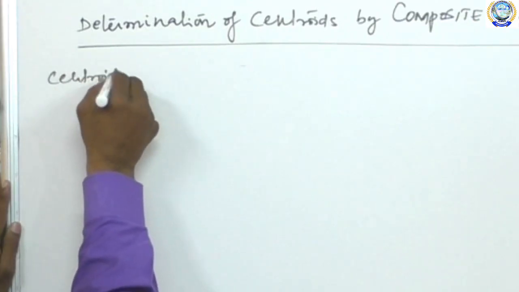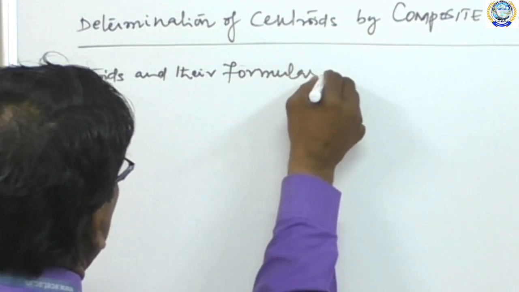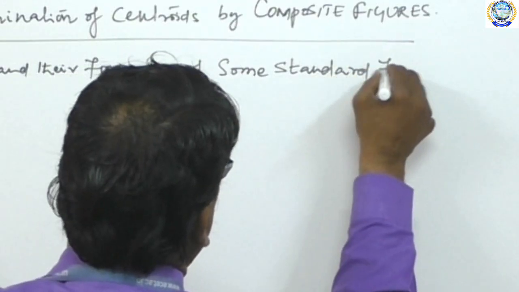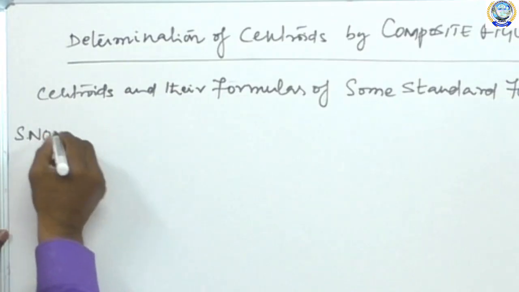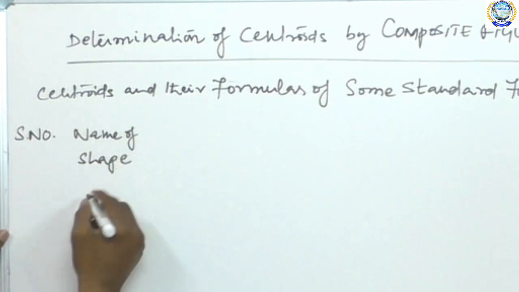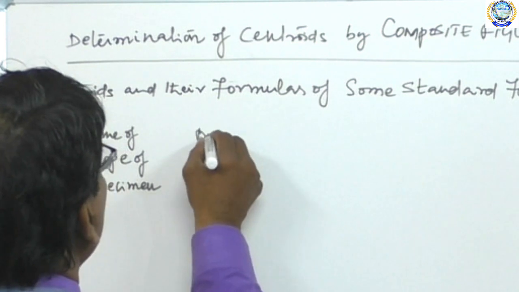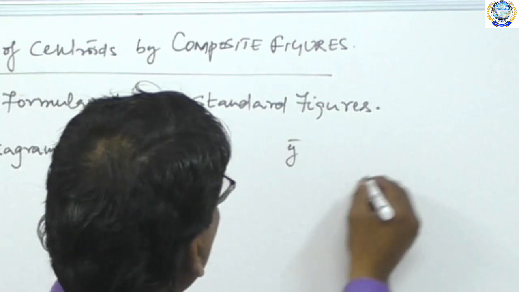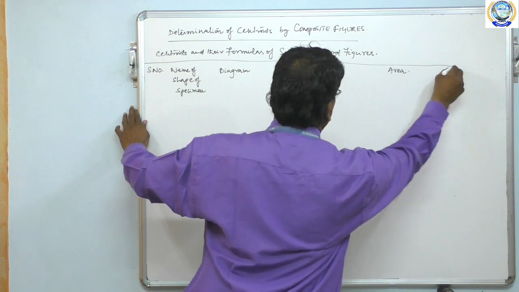Centroids and their formulas of some standard figures. We will classify this board like this. Number one, serial number, name of the shape, name of shape or specimen, diagram, x bar, the coordinate of x bar, the coordinate of y bar, and area. So let us start like this.